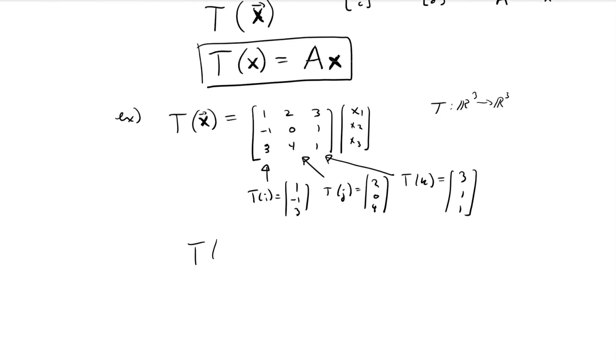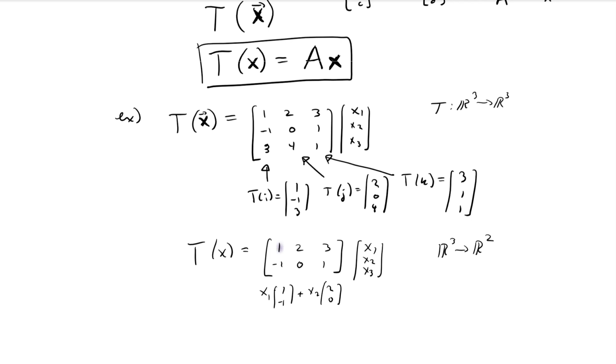If I have a matrix that's, let's say, 1, 2, 3, minus 1, 0, 1, just like that, this one takes a vector in R3 but spits back a vector in R2. You can see this because it's a linear combination of those columns, and those columns are in R2. So that's how I know it's going into R2.